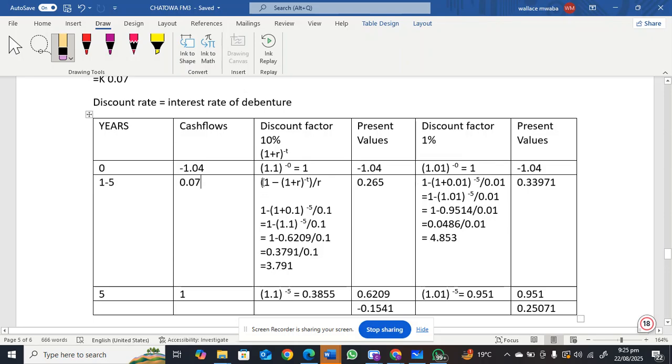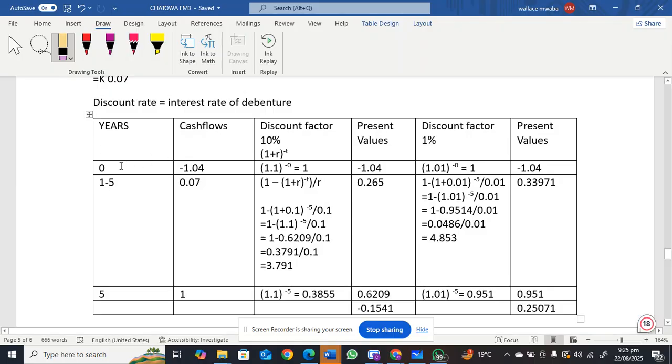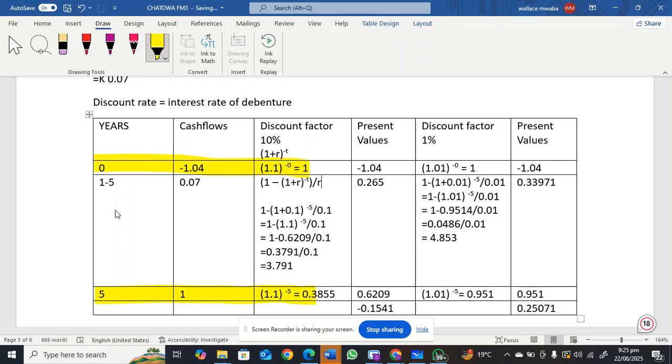Okay, so you use this formula here. Get your discount factor. You can also use the tables. For the present value table, you use the present value table for year 0 and year 5. Then for here, year 1 to 5, you use the annuity table.